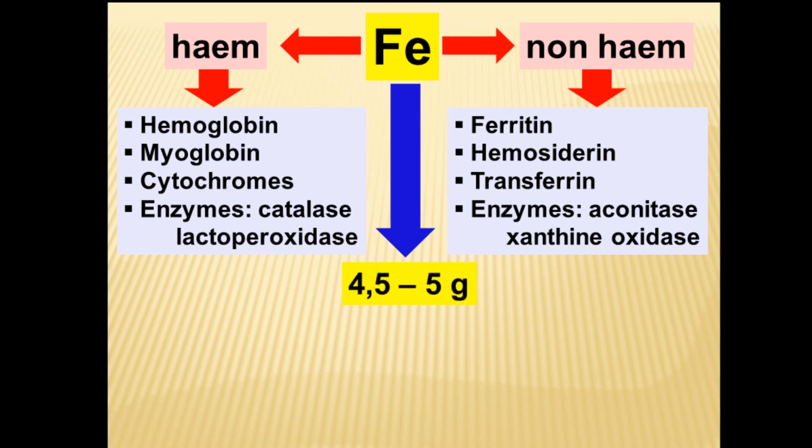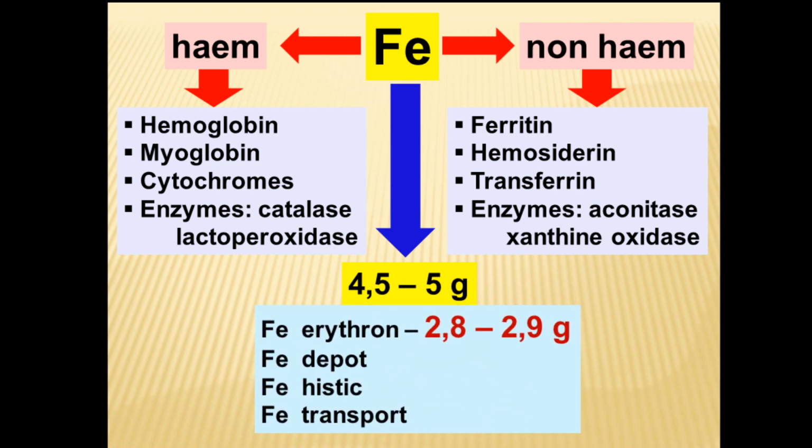Iron is presented in our organism at nearly 4.5 to 5 grams. And if you see this scheme, you see that more than 50% of iron is used for hematopoiesis, named erythron iron, and only the other parts are deposited, take part in transport, enzymes, and tissue breathing.